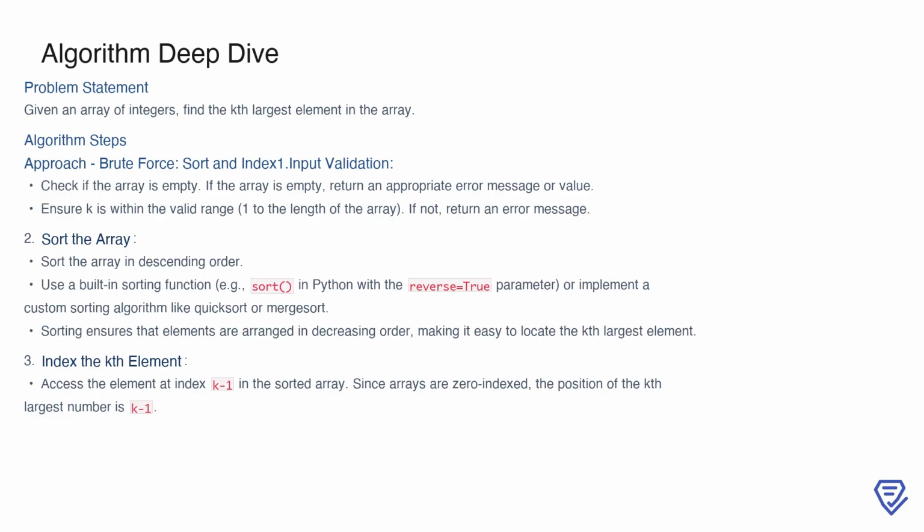Once the inputs are validated, we sort the array in descending order. This can be done using built-in sorting functions, such as Python's sort with the reverse equals True parameter, or by implementing a custom sorting algorithm like quicksort or mergesort. Sorting arranges the elements in decreasing order, making it straightforward to locate the kth largest element. Finally, we access the kth largest element by indexing the array at k-1, since arrays are zero-based. This simple process gives us the desired result.